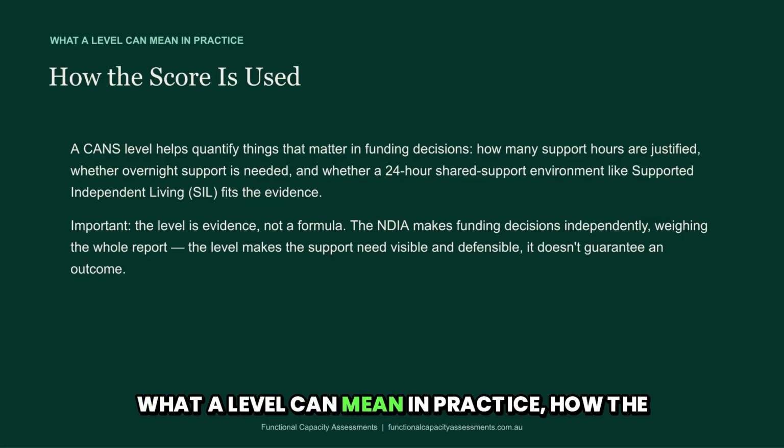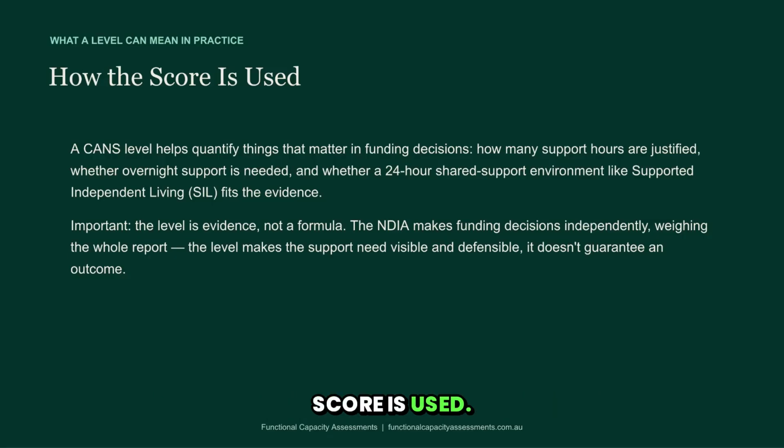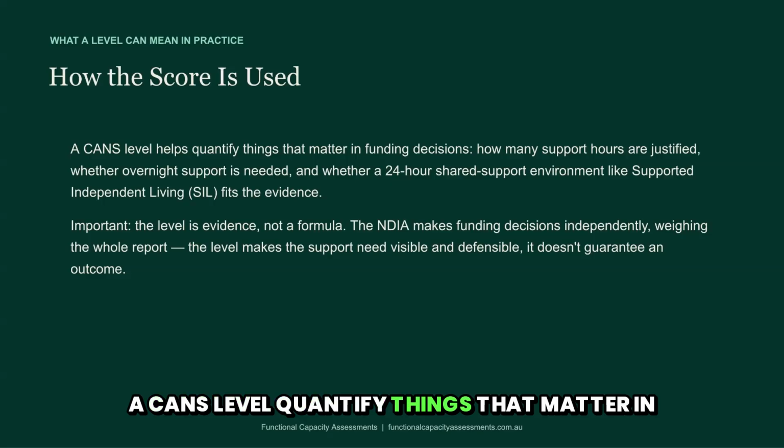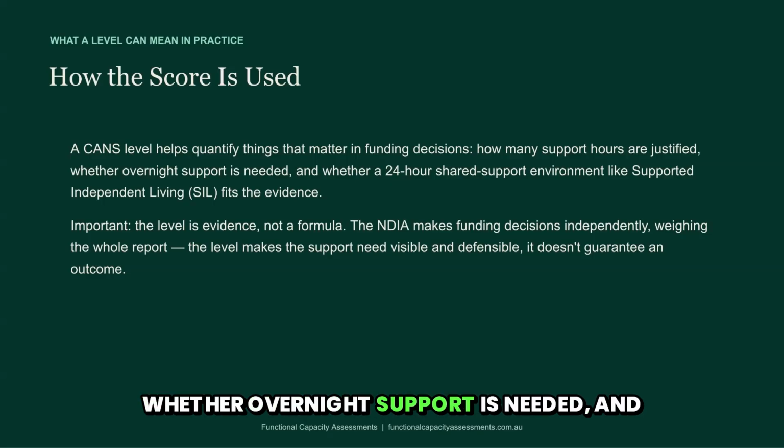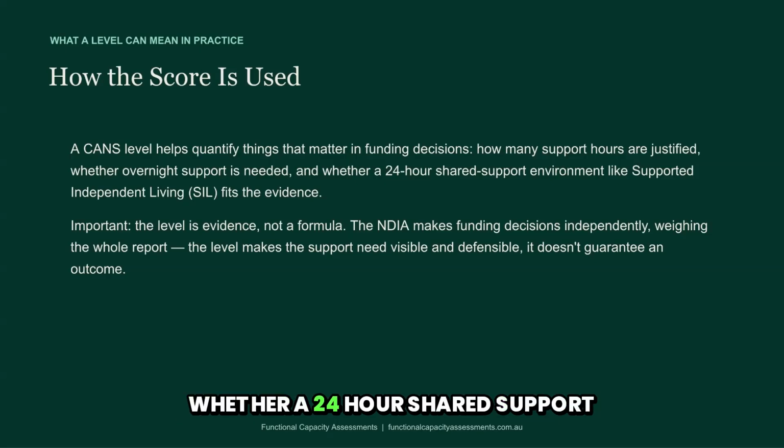What a level can mean in practice, how the score is used. A CANS level quantifies things that matter in funding decisions: how many support hours are justified, whether overnight support is needed, and whether a 24-hour shared support environment like supported independent living, or SIL, fits the evidence. Important, the level is evidence, not a formula. The NDIA make funding decisions independently, weighing the whole report. CANS makes the support need visible and defensible. It does not guarantee an outcome.